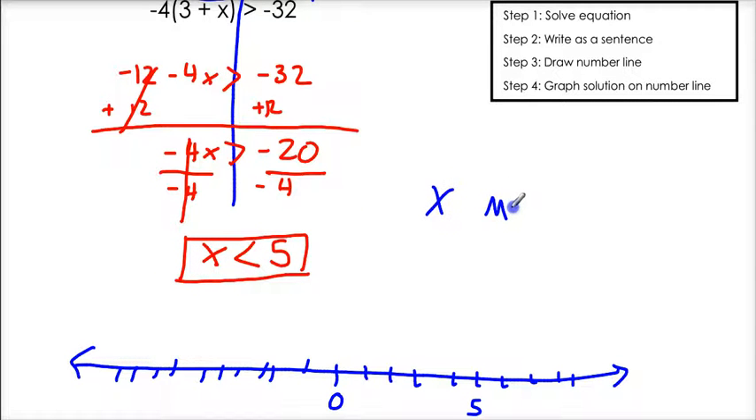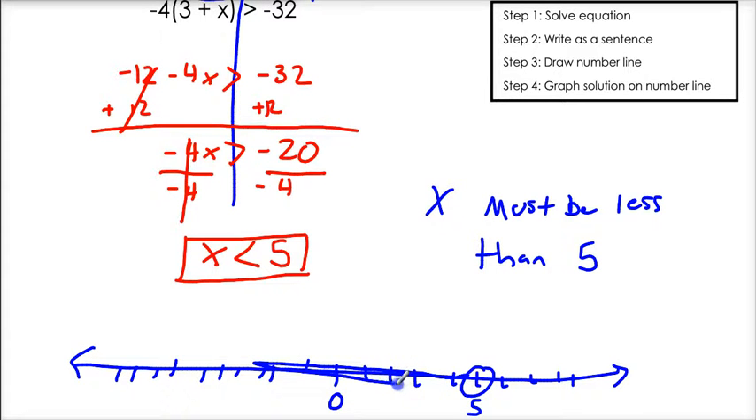X must be less than 5. Now you do the number line. Now we're gonna graph it. Open circle, less than's going this way. Let's do it in a different color. And you are good to go. Please do this prettier than I did. It's much harder to write on a computer.